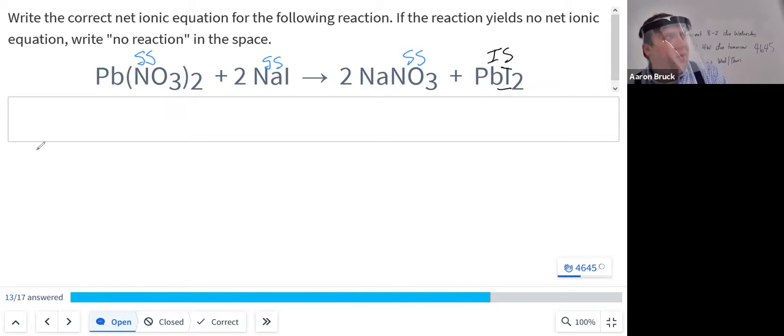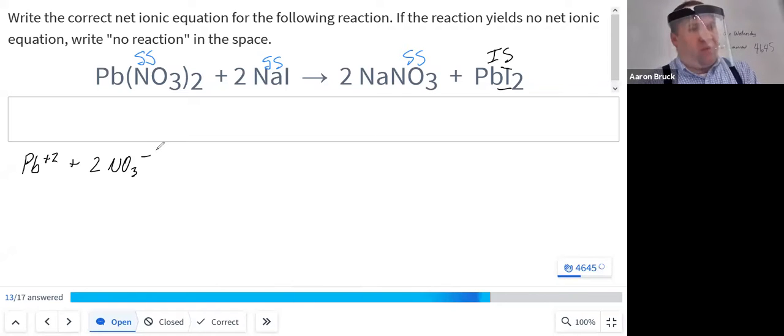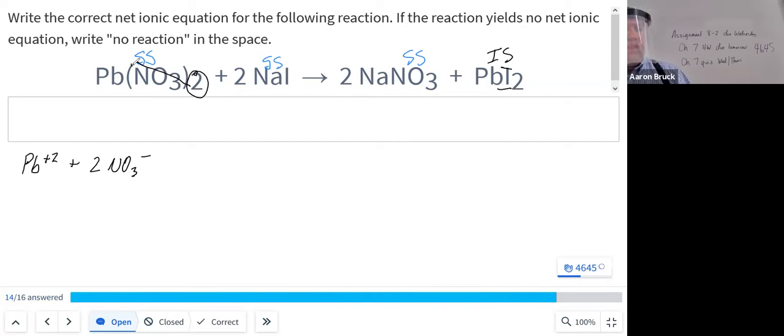I need to break this apart. So breaking it apart, I get this. Quick trick for you. When you have subscripted stuff like this, remember when we did nomenclature, we did that crisscross rule to turn the charges into subscripts. We can go the opposite way now. To get the charge that we need, we can go back.